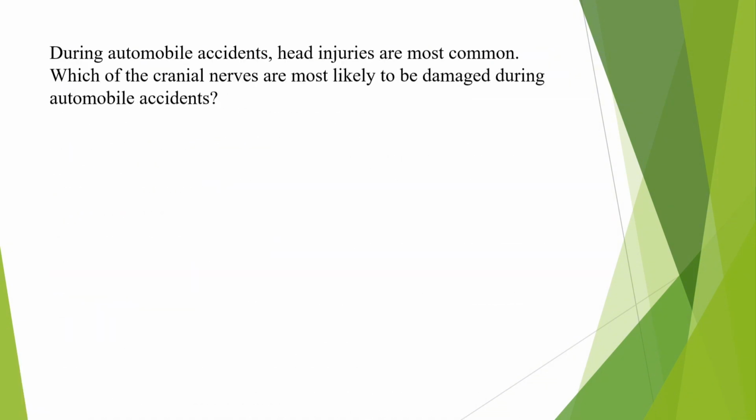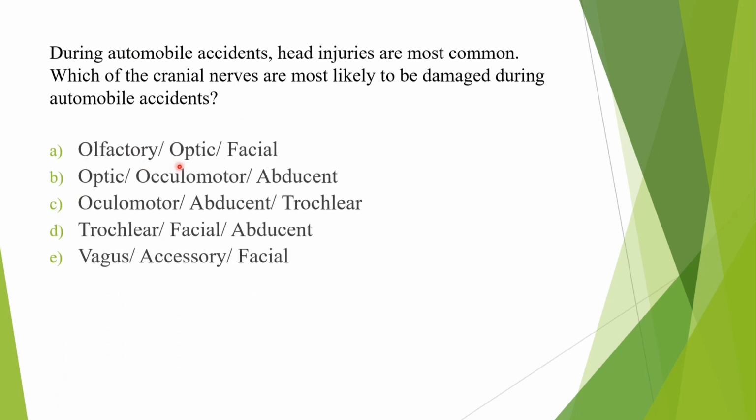Next MCQ is, during an automobile accident, head injuries are most common. Which of the cranial nerves are most likely to be damaged during the automobile accident? So olfactory, optic or facial. The optic, oculomotor or abducent, oculomotor, abducent and trochlear. Trochlear, facial and abducent, vagus, accessory and facial.